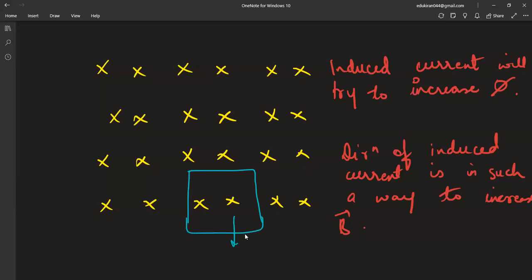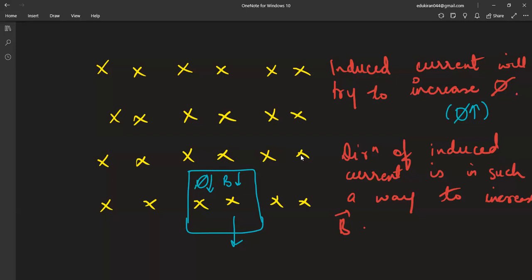This is moving out. Fine, this is moving away. Now you have to determine the direction of induced current. See, if this is moving out, field lines are here. So if this is moving out, what is happening? Flux is decreasing. Why? Because magnetic field lines are decreasing. So what will induced current try to do? Induced current will try to increase the flux. Yes, this is the aim. Very good. It has to increase the flux.